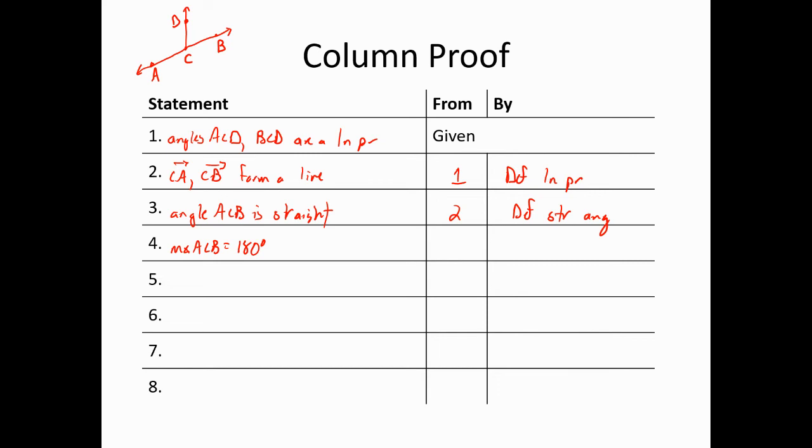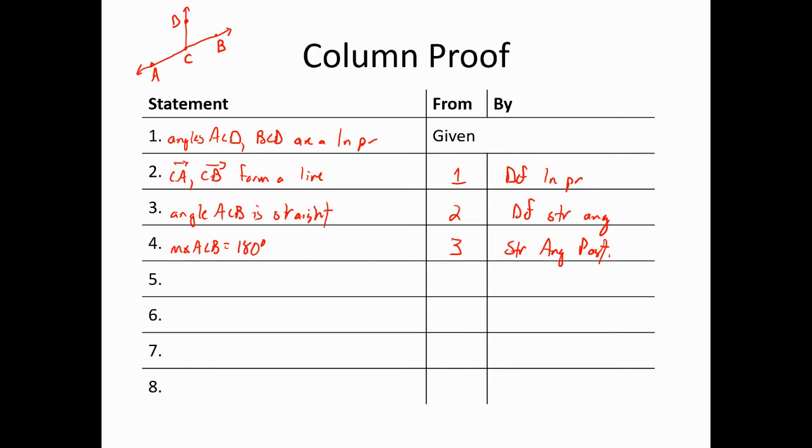Well, what does say something about the measure of a straight angle? Well, that's the straight angle postulate. That says that straight angles measure 180 degrees. So we've got an angle that measures 180. And of course, we need that 180 to say supplementary at the end. But we also need to say that we have two angles that sum up to ACB.